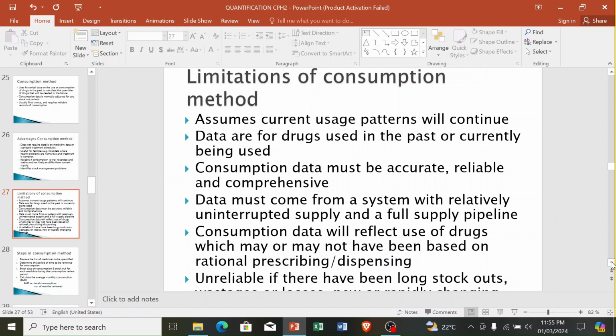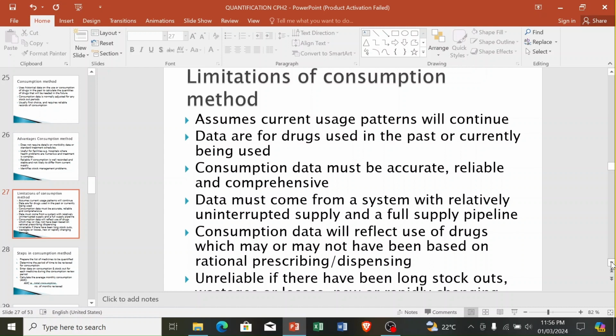Consumption data will reflect use of drugs, which may or may not have been based on rational prescribing. So we find that patients have been coming and we have recorded accurately. However, the medicines were not prescribed right, and the dispensing was not done right. So based on this information, we are still going to procure for things that were not done right, and it assumes that it will continue like that.